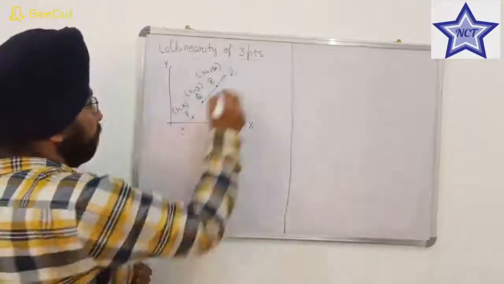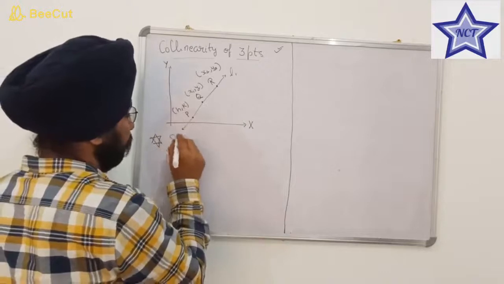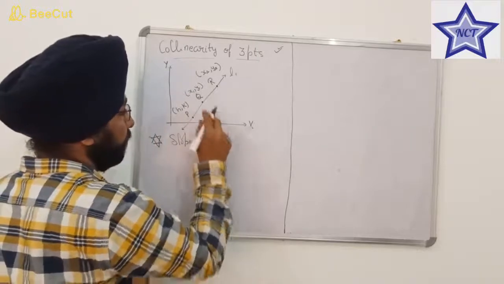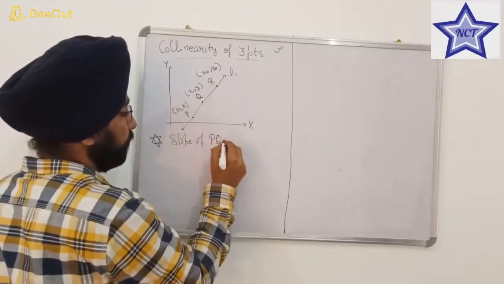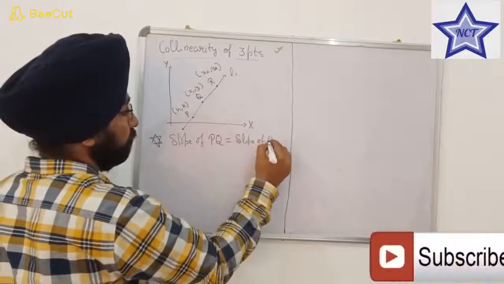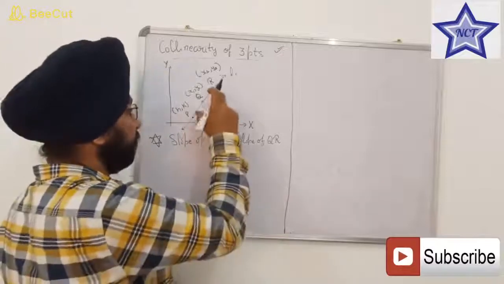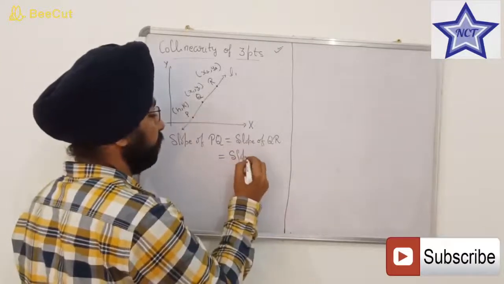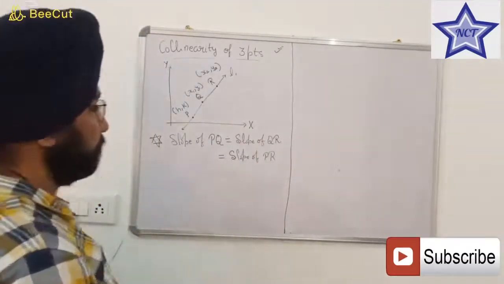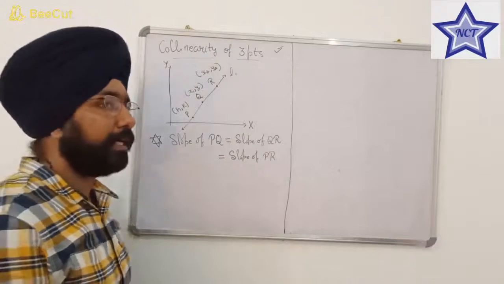For 3 points to be collinear, the necessary condition is that the slope of the line joining any 2 points, say PQ, must be equal to the slope of line QR. Or I can also write a third condition, the slope of the line between any 2 points, say PR, must also be equal. So how can we prove this? To calculate the slope of a line, you can watch lecture number 1 as we have already discussed.